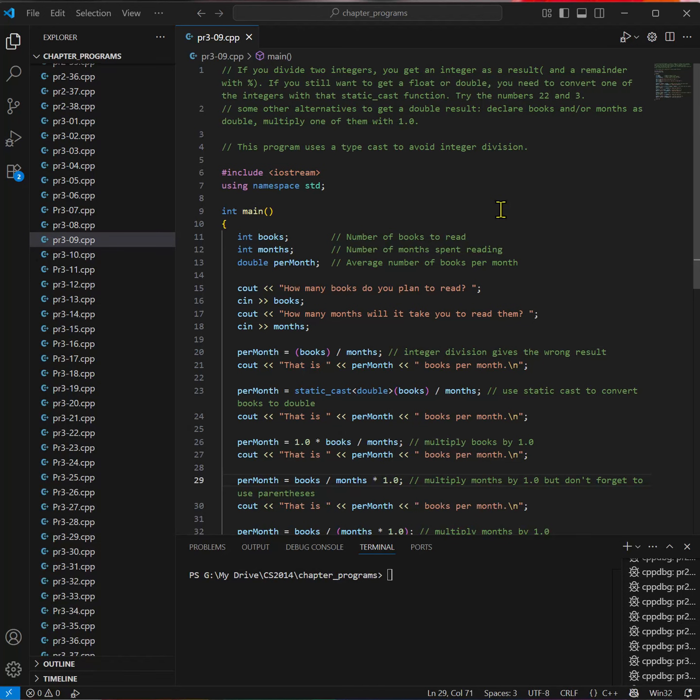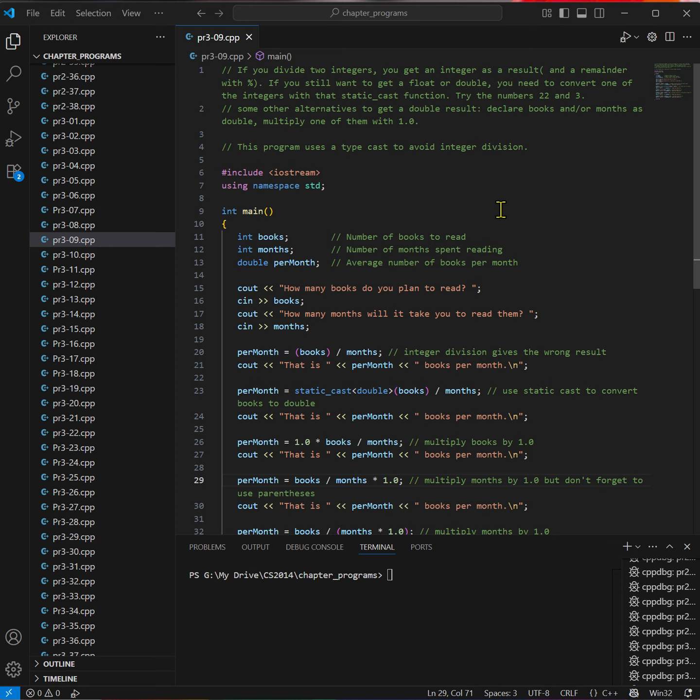Okay, we're going to look at some problems with integer division and numbers that use decimals. We know that if you divide two whole numbers, integers, you get an integer as a result, and of course you can also determine the remainder with the percent sign. If you still want to get a float or a double as the single result, then you need to convert one of the integers, and you can do that multiple ways.